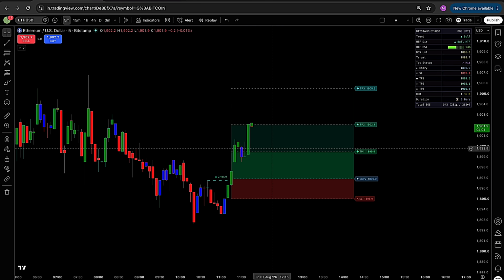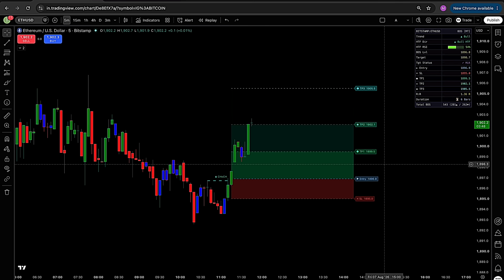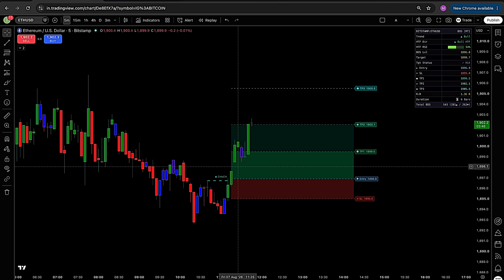combination of two indicators with the help of which you can trade intraday on a 5-minute time frame, 3-minute time frame, or even a 15-minute time frame. So let's find out what these two indicators are. What are their names? How to add them? What are the rules you should follow?